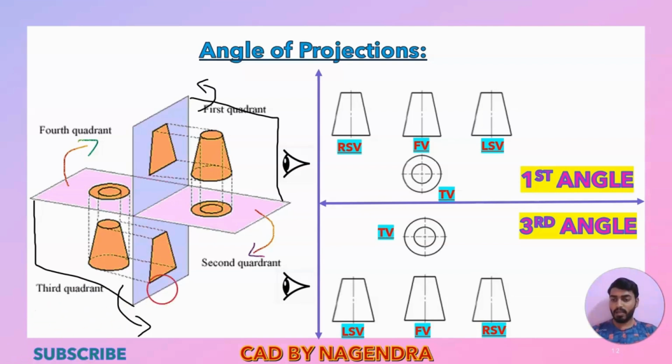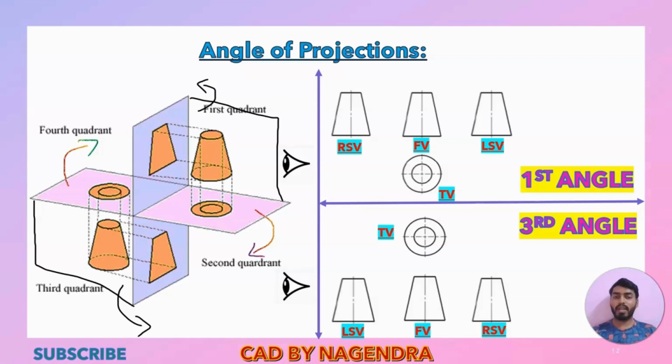So same thing we will get here. Left side we will come on left side of the front view, then right side we will come on right side of the front view only. So in simple words, in total we have 4 angles of projection. In that we use only first angle and third angle.